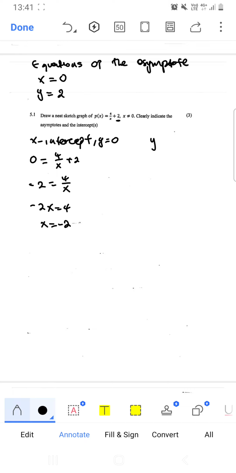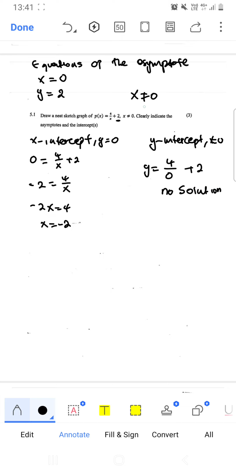So again, we work out what we call the y-intercept. With the y-intercept, x is equal to 0, and they already mentioned that x is not equal to 0. It means we don't have the y-intercept, because if you try to work out the y-intercept, x will be 0, and the minute the denominator is 0, we get no solution, right? Here we have no solution, but they have already mentioned that x is not equal to 0. So I'm just proving whether it will be possible or not. So it's not possible.